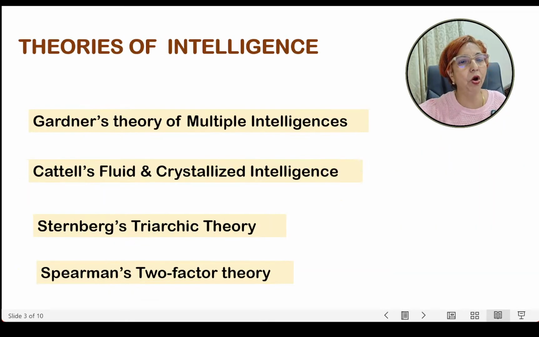Anyway, moving on. Now, there are several theories of intelligence, okay? But we'll be focusing on the four most important and most popular theories of intelligence. Gardner's theory of multiple intelligences, Cattell's fluid and crystallized intelligence, Sternberg's triarchic theory of intelligence.